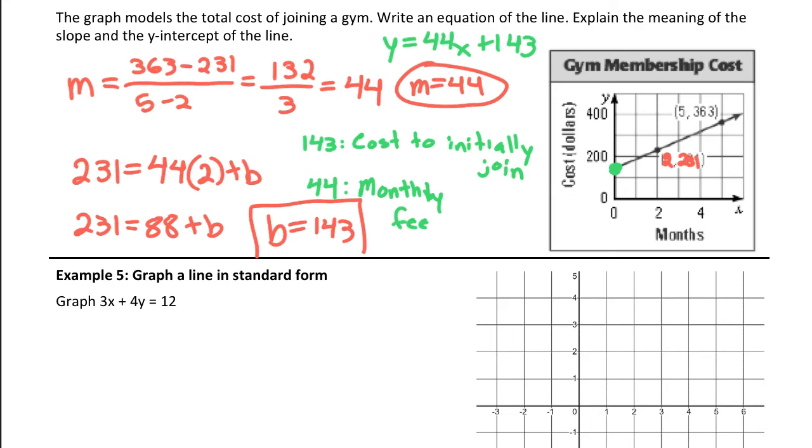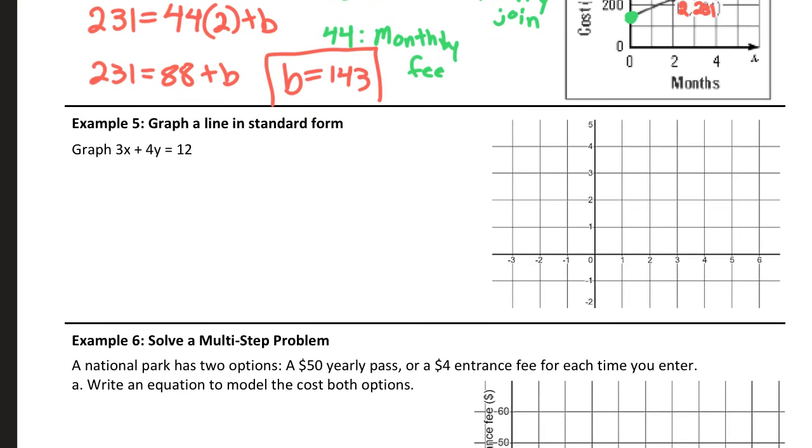So the 143 could be an upfront cost that you pay initially. So maybe the cost to rent your locker or just maybe some equipment they give you at the beginning. But that's your initial cost. So you pay that, and then you pay an additional $44 a month on top of that. So those are good things to know how to describe.